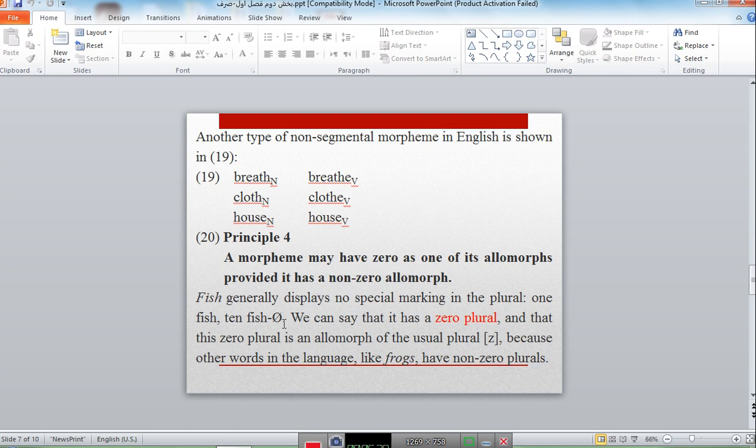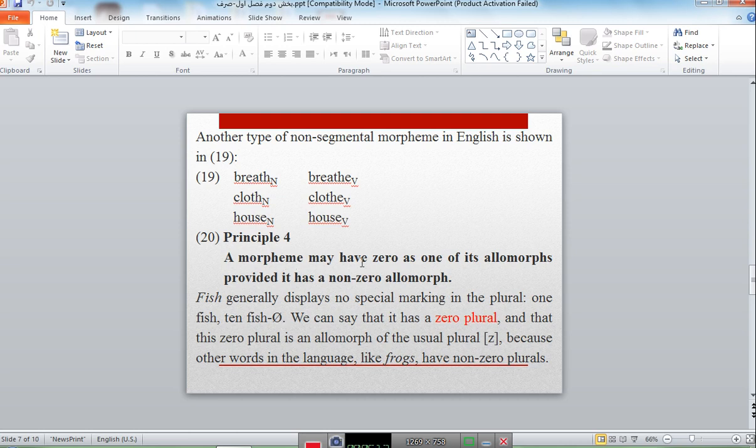This is an analytic procedure, not a theoretical point. We cannot posit a zero unless it contrasts with some non-zero variants. In Japanese, where sakana means both fish as a singular and plural, we cannot posit a zero plural because nowhere in the language does the empty form of plural contrast with the non-zero allomorph. So this is the principal number form.